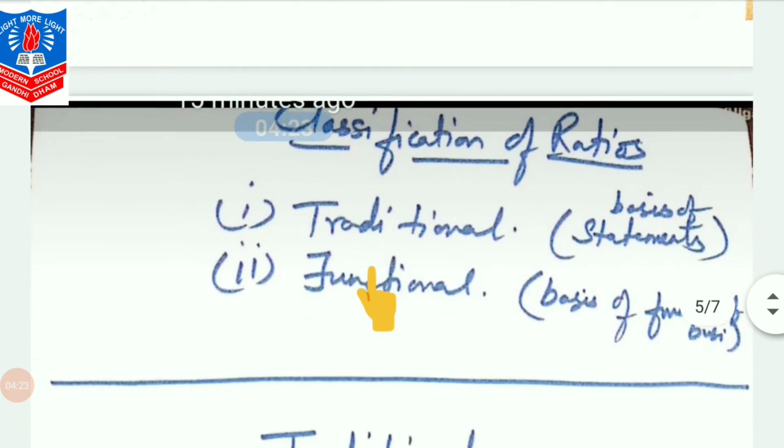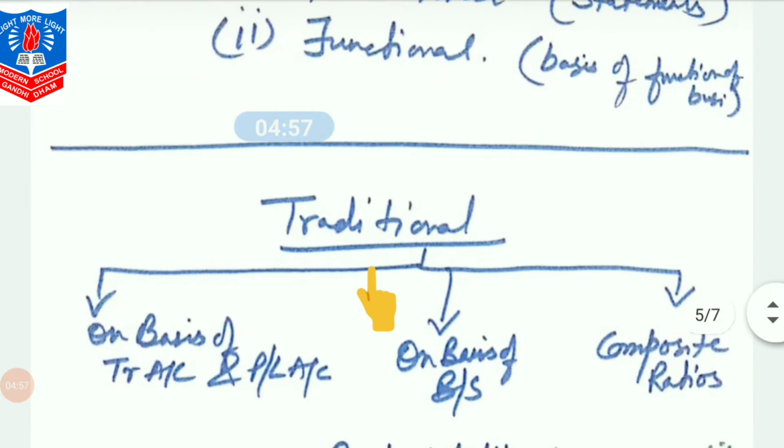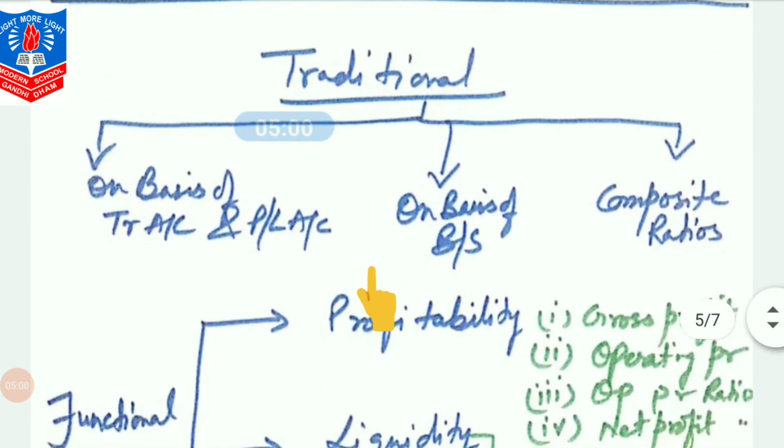Let us move on to the very important next concept of chapter number 5, that is classification. Please keep this in mind: ratios can be classified into 2 categories majorly. They are traditional, that is exclusively on the basis of statements of accounts, and second, functional, on the basis of the functions of the business. We will understand both. First we will understand traditional classification. Okay dear students.